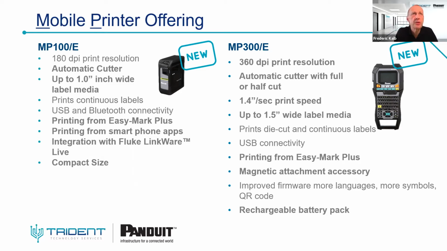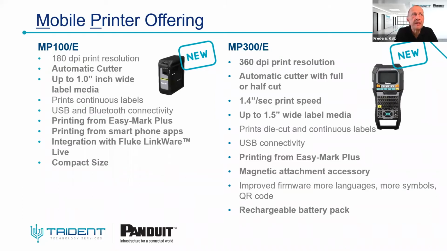On the right side of the screen, you see the MP300/E. So that's really the new generation of our handheld mobile printer. For those who know the previous Panduit solutions, it's the new printer that replaced the LS8, which was a little bit out of date. So this is really the MP300, the new portable printer. This printer offers a 360 dpi print resolution. That's the highest print resolution in the market when it comes to such portable printers.